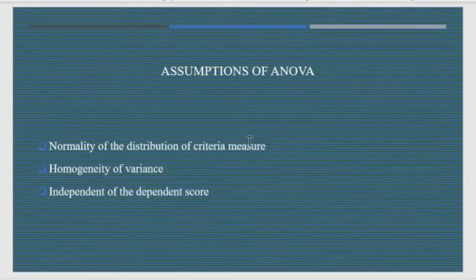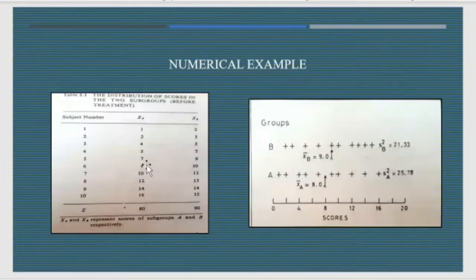Now, the assumptions of ANOVA have already been discussed. As ANOVA is a parametric test, obviously normality of the distribution will be there, homogeneity of the variance, and independence of the dependent scores. Independence of the dependent scores means the two scores are independent of each other. Like if we take this example, participant 1 and participant 2, their scores are independent of each other. This is a very important thing when we are doing independent ANOVA. Clear?